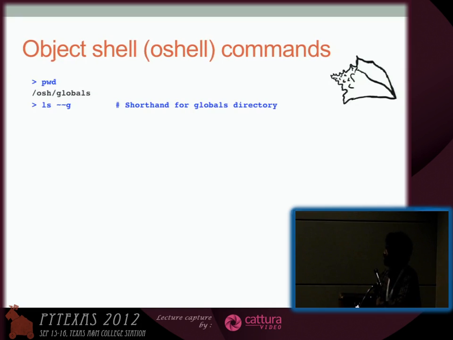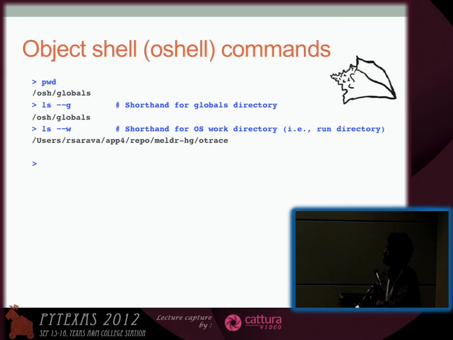And there's a shorthand. There are various tilde G shorthands. Tilde G gets you the global directory of the program. And you can also go to the usual Unix directories, so you can go back and forth within your program and your actual files. If you don't have /osh in your path name, it's like a simple shell. That's the working directory where it's done.